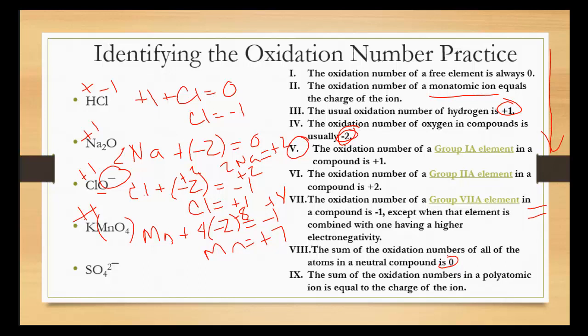SO4 2-: S plus 4 oxygens, which are -2 each, is equal to -2. So S plus -8 is equal to -2. That means S here is a +6.